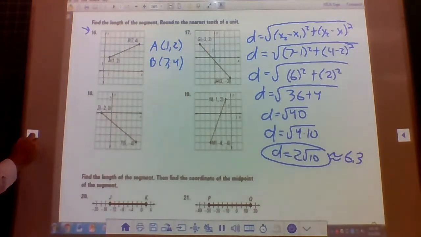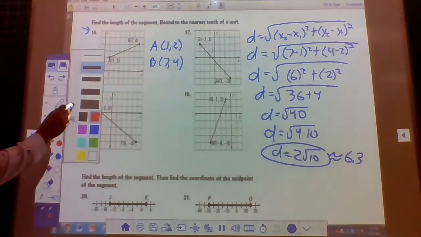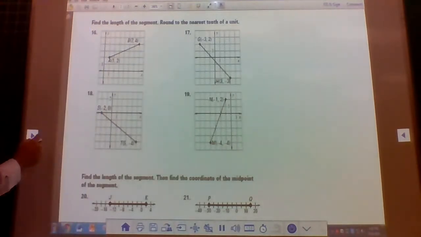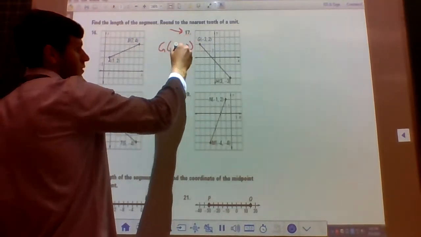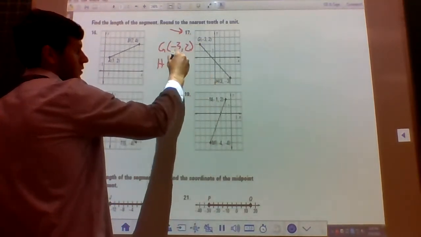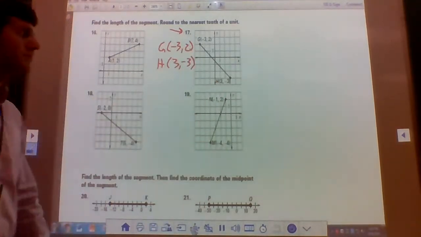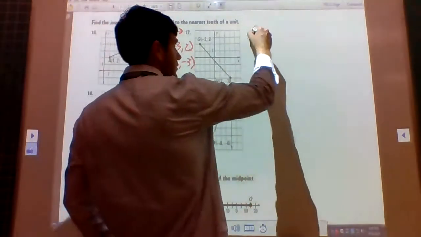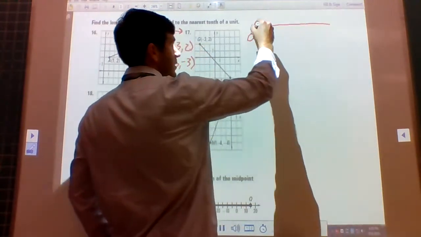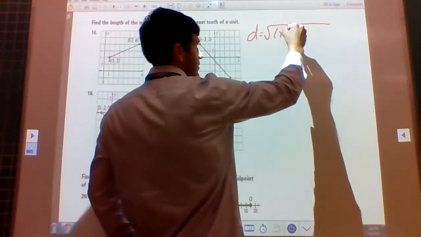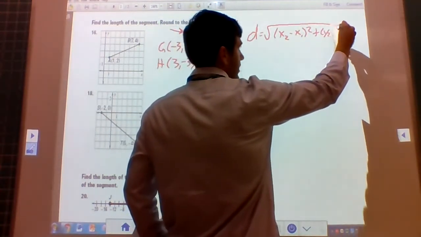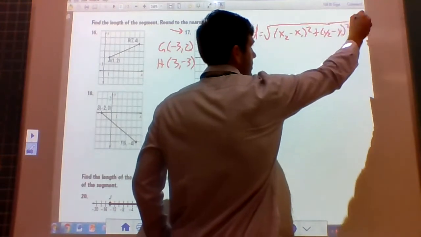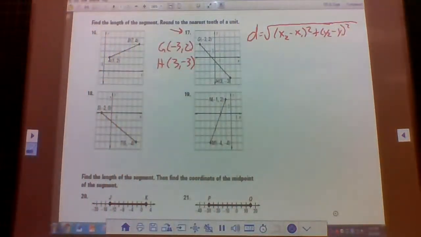All right, let's do 17. Okay, so our points here are G negative 3, 2, and H 3, negative 3. Distance formula. The square root of change in x squared plus the change in y squared. Okay, we use the Pythagorean theorem. The distance formula is the Pythagorean theorem. It's just rewritten.